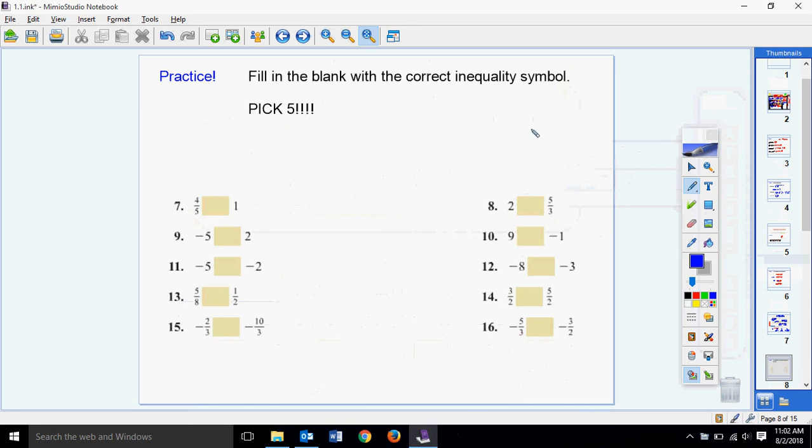I want you to practice. I want you to pick 5 here, any 5 of your choice, but one of them has to be number 15. So pause the video, make sure you do number 15, and then pick 4 more.